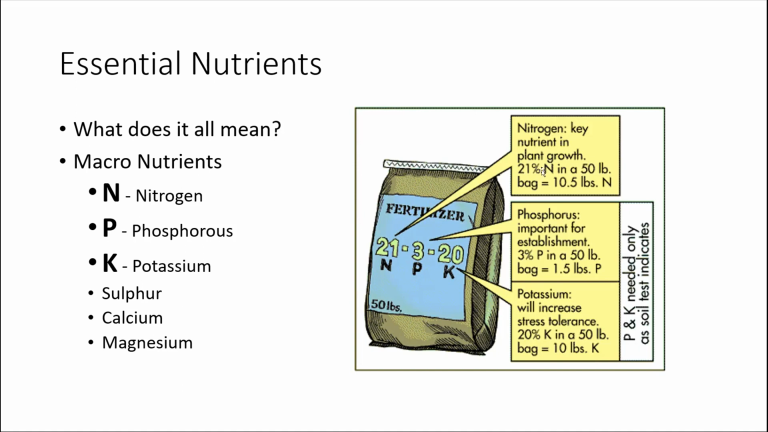So here we have 21% of 50 pounds is 10.5 pounds of nitrogen. 3% of 50 pounds is 1.5 pounds of phosphorus. And 20% potassium in a 50-pound bag is 10 pounds of potassium. Okay, so this helps us to figure out how much of each macronutrient we're applying to a given area. And we will go through some fertilizer calculations.